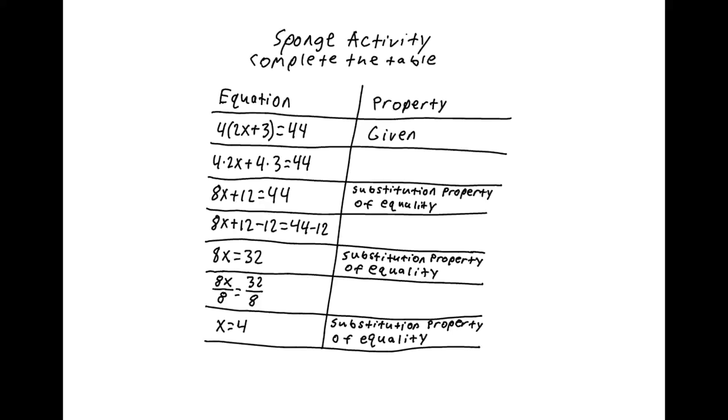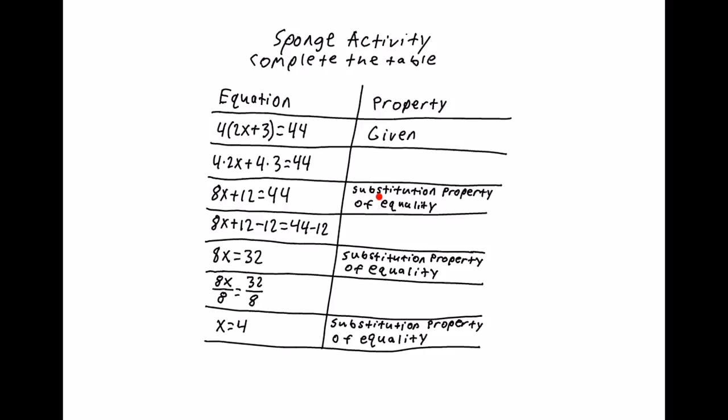Alright, now for the sponge activity. I want you to complete this table. Just like when we were doing the properties of algebra, what changed between here and here? What property was used, and then put it there. And do that for each of these three. I was nice and gave you the substitution property of equality. We'll deal more of that in a little bit when we go into solving equations with these properties. But every time you replace something with what it equals, it's the substitution property of equality.